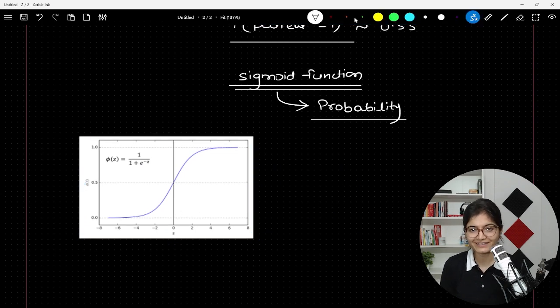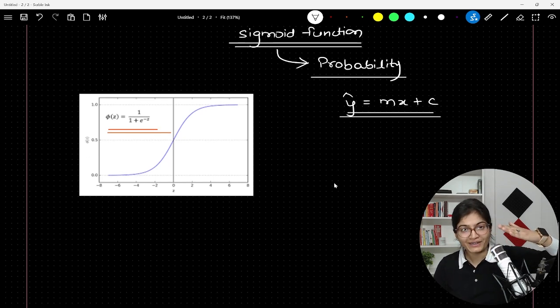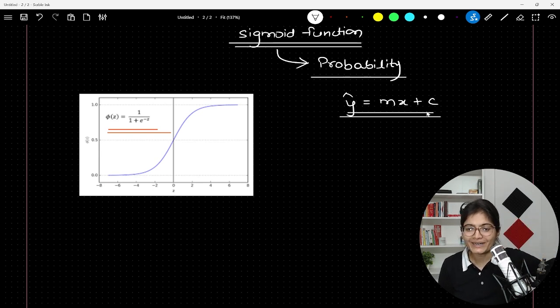So here you can see this is the definition of a sigmoid function, right? Usually we are trying to find y cap equals mx plus c, the best fit line. But in this case, because I'm not looking for a direct real valued number, I'm looking for a probability, so on top of this straight line value, I will apply a sigmoid function so that I will be able to get the probability.